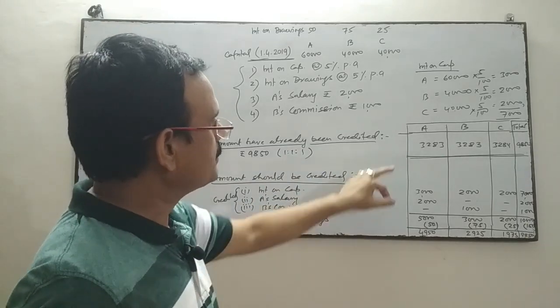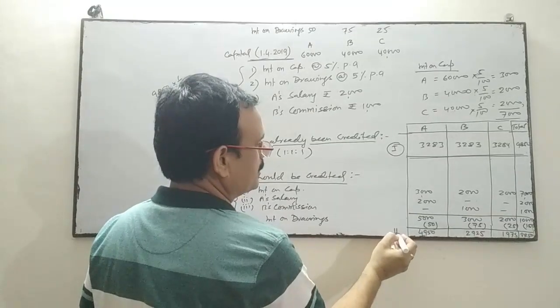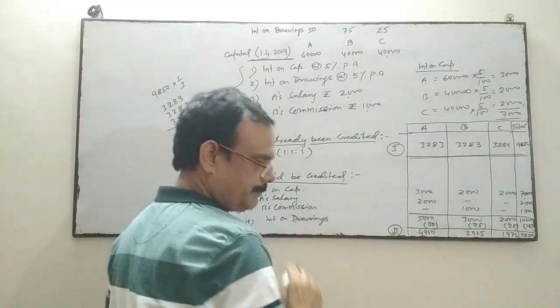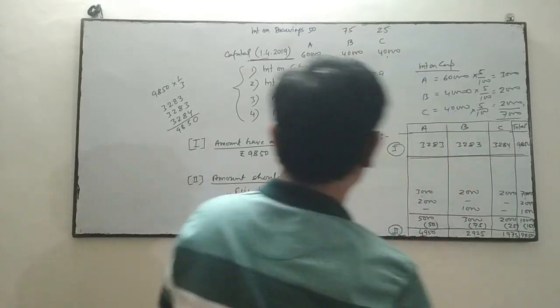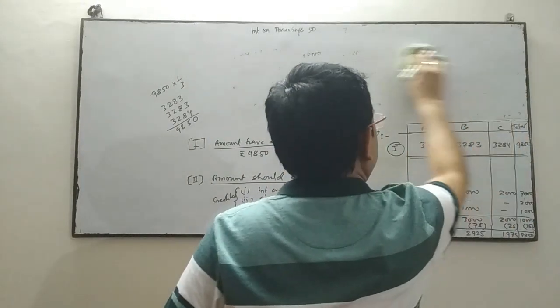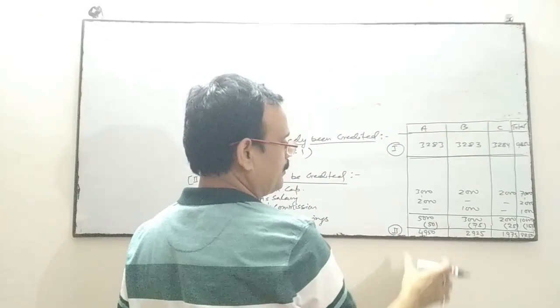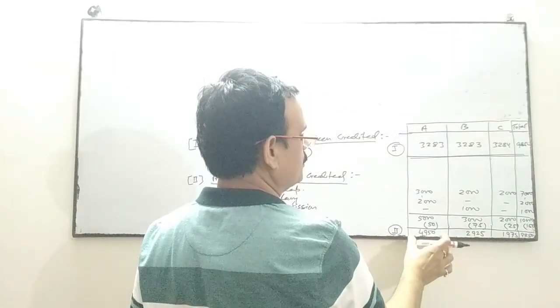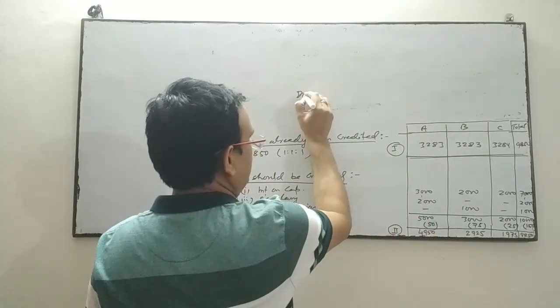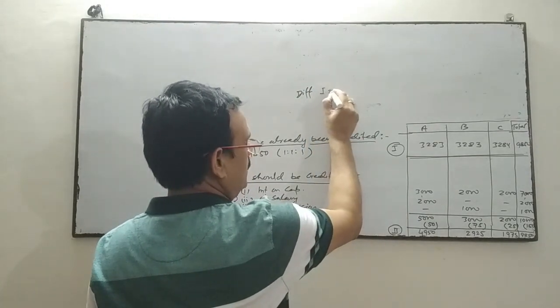Now we do the comparison of these two amounts. I'm going to write at the top. Here I'm not getting any space, so I'm going to write the amount of difference at the top. Means 1 minus 2, 1 minus 2.